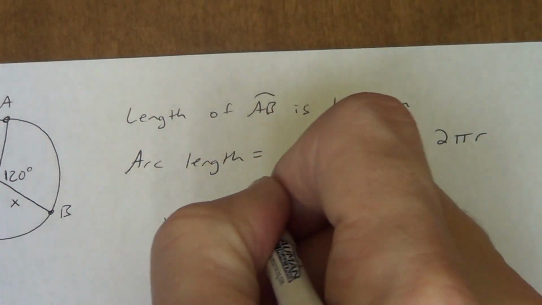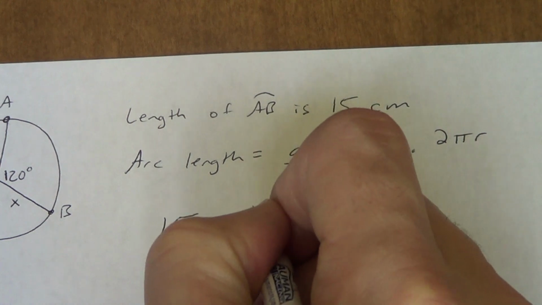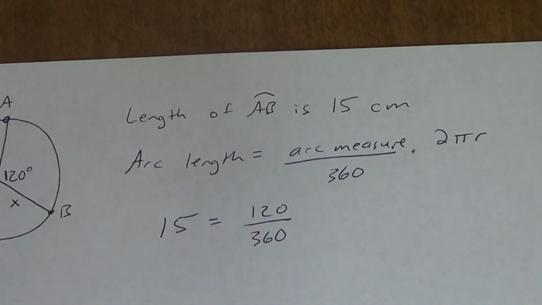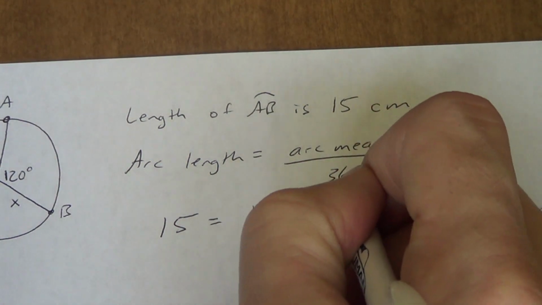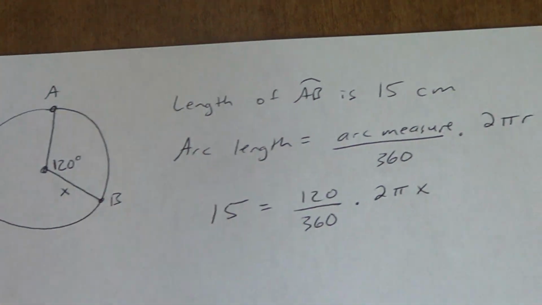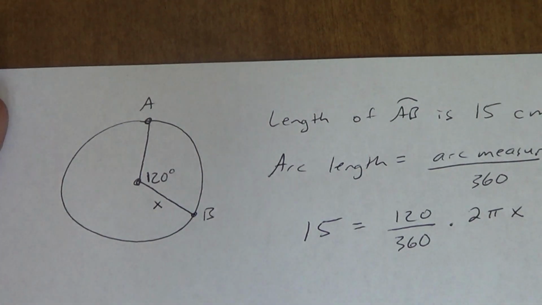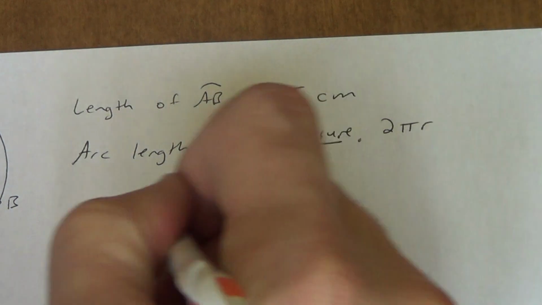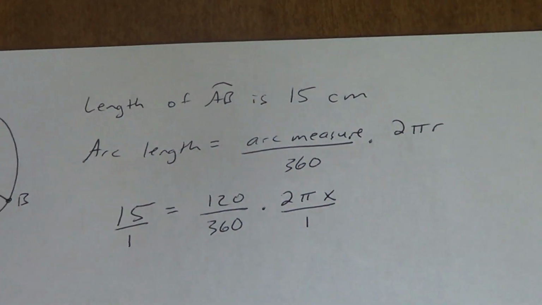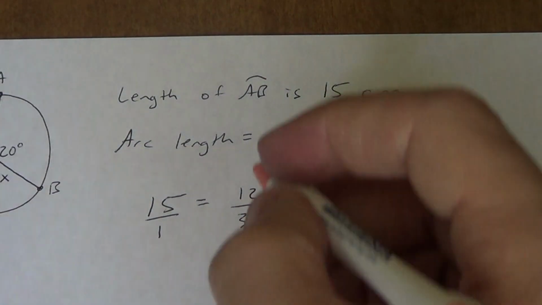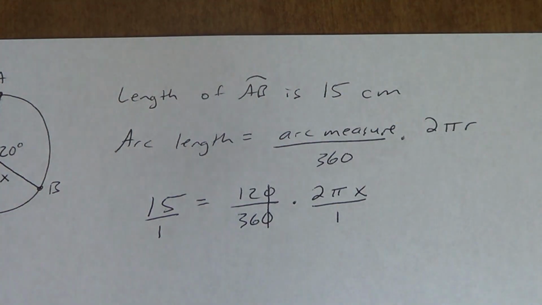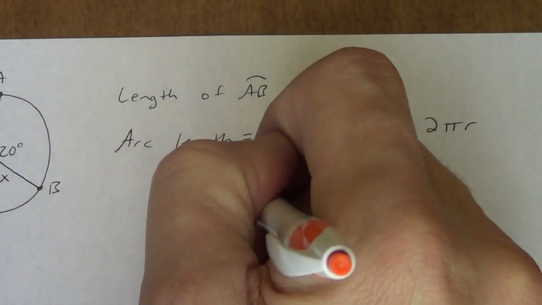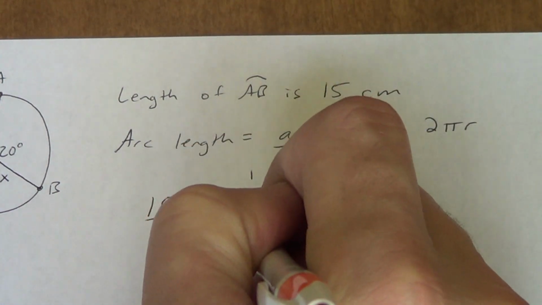We know the arc measure is 120 over 360 times 2 pi, and the radius, if you look back at the picture, was x. We don't know what it is. I'm going to put that over 1. I'm also going to put this over 1. All right, now I'm going to do some reducing if I can. Cross off the zeros, which is the same as dividing by 10. 12 and 36 can become 1 and 3.